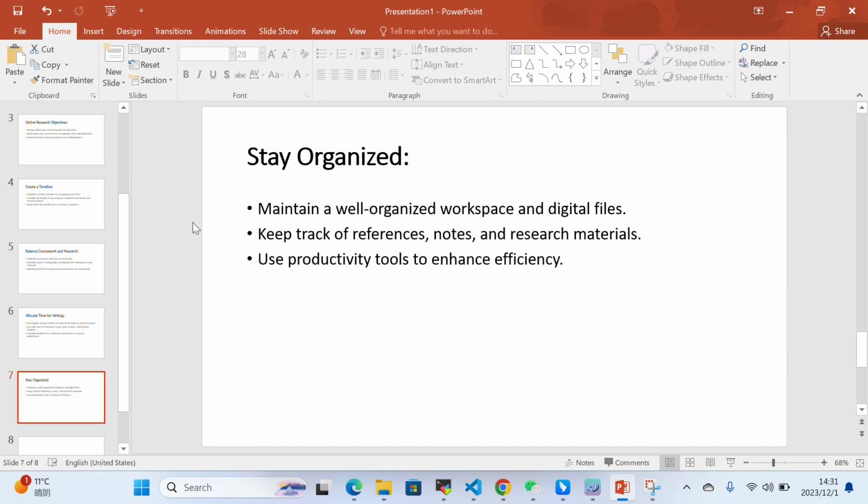And stay organized. Maintain a well organized workspace and digital files. Keep track of reference notes and research material. Use productivity tools to enhance efficiency. After you complete your research plan, you should review it thoroughly so that there are no mistakes before submitting the study plan.